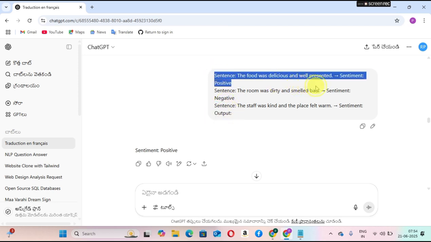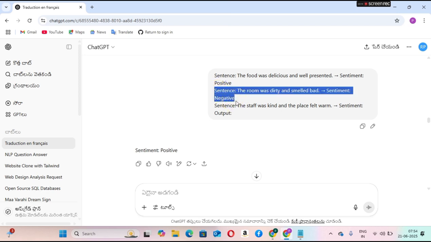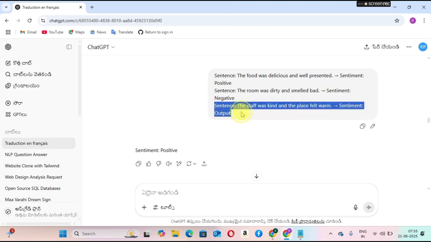So now consider the entire prompt. Here the sentence is, the food was delicious and well presented. Here we have given a sentiment, positive. So this is an example. Now the second sentence is, the room was dirty and smelled bad. So we have given the sentiment as negative. So this is also an example.